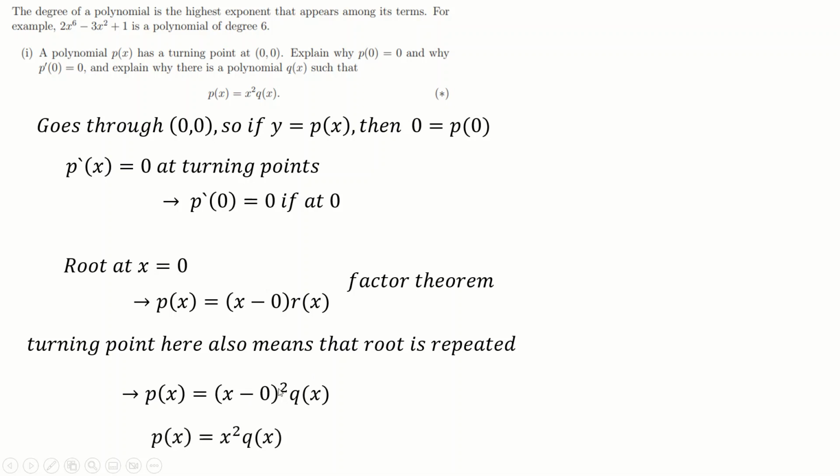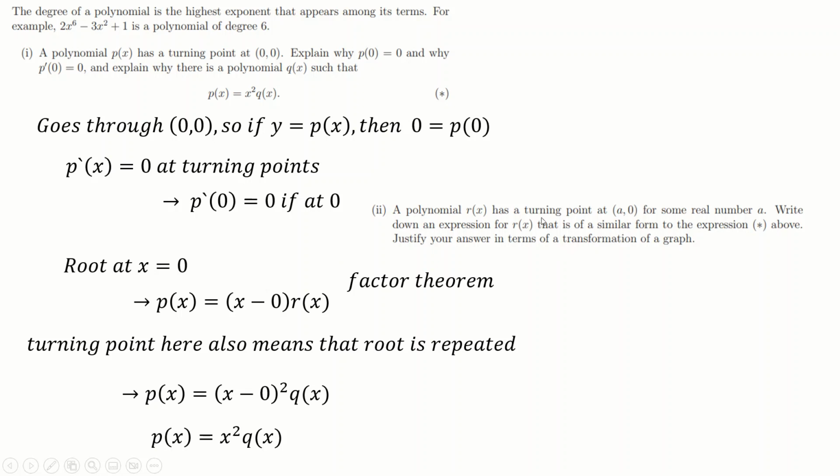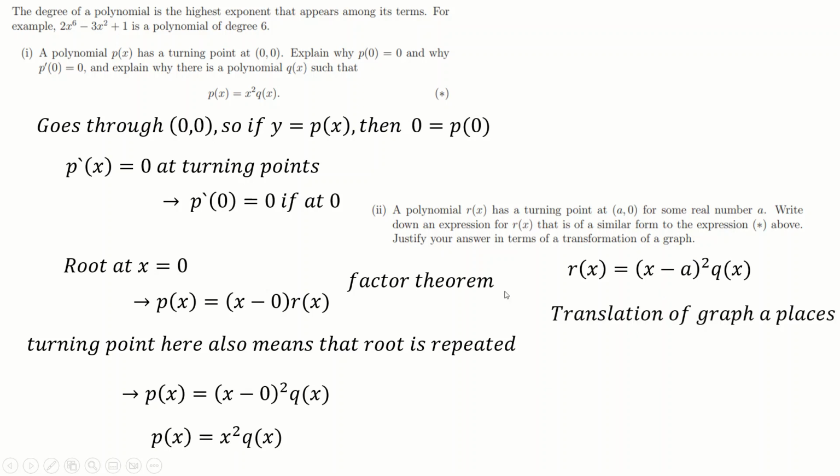Essentially, what they want to say is when you differentiate this, you get 2x, which of course means when you put 0 in, you still get 0 times something else, because x is still just 0, which means this is satisfied. I'm not really sure what they're asking for, to be honest. Anyway, polynomial r of x has a turning point a, 0. Now, all that means is that it's this polynomial shifted a to the side, right? So we can just write this and just shift it a to the side like this. And that's the way that we write that. Easy. Good.